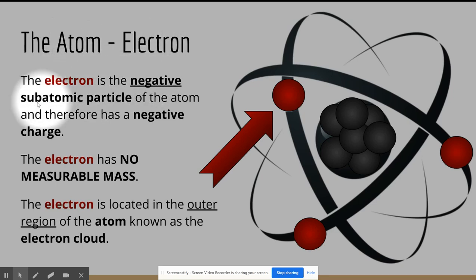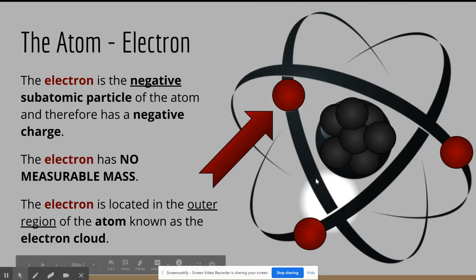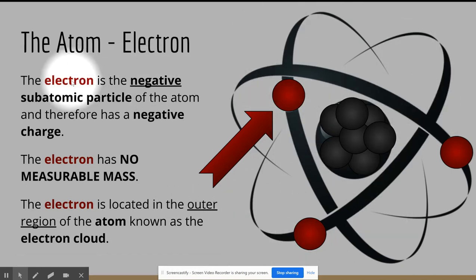The last one is the electron. The electron is the negative subatomic particle. These guys are whizzing around on the outside here. It does have a negative charge. So electrons, negative. Electrons do not have a measurable amount of mass. We cannot figure out how much mass one single electron has. They're just too teeny, tiny, and they move so fast around the outside of this atom. Electrons are located in the outer region of the atom, known as the electron cloud, and they are whizzing super fast around out here. We're going to be focusing this whole entire year mostly on the electrons. These are the most important.